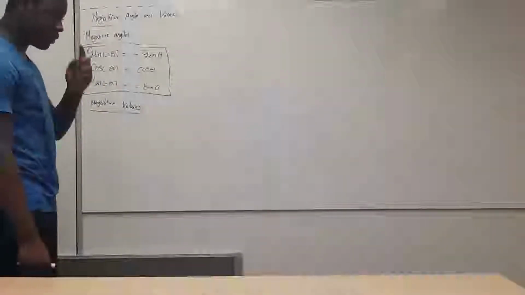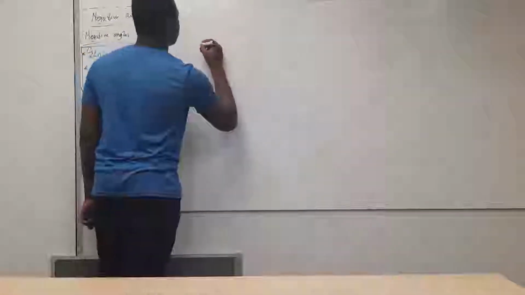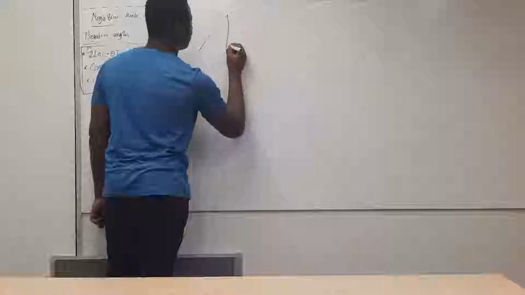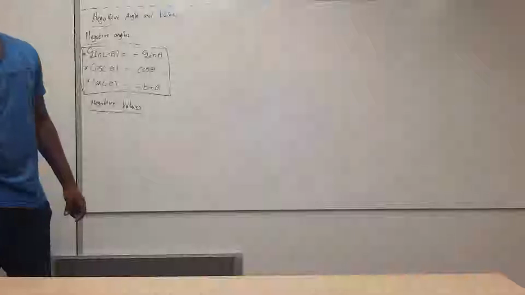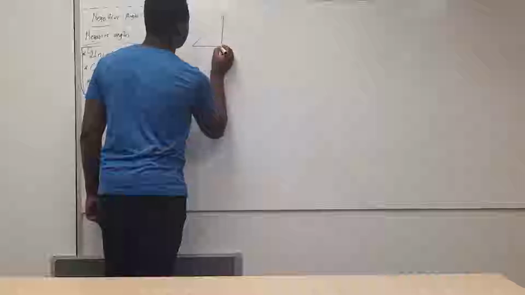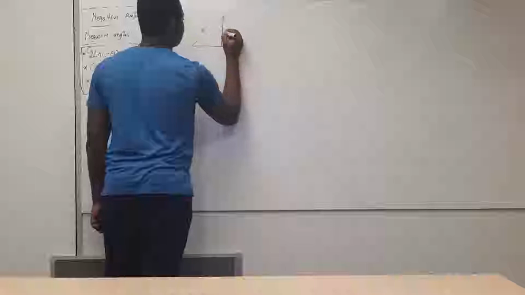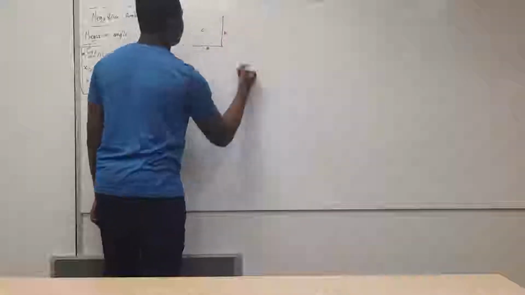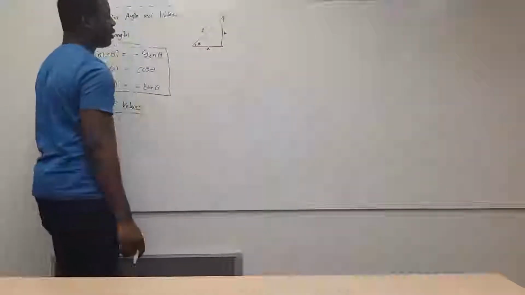Okay, this is how we're going to start. We're going to use the same triangle to explain everything. Hypotenuse, opposite, adjacent. Yeah, this is beautiful actually. C, A, B. Let's call this angle X.